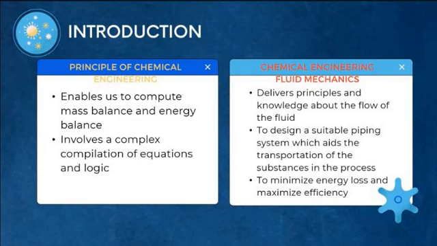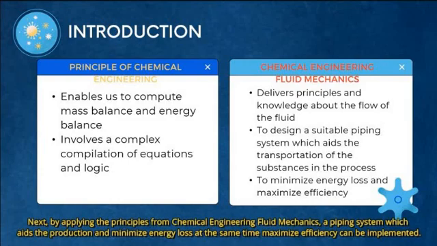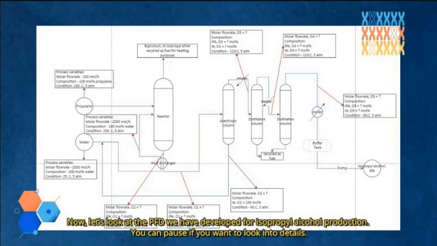Next, by applying the principles from Chemical Engineering Fluid Mechanics, a piping system which aids the production and minimizes energy loss, at the same time maximizing efficiency, can be implemented. Now, let's look at the PFD we have developed for isopropyl alcohol production. You can pause if you want to look into details.